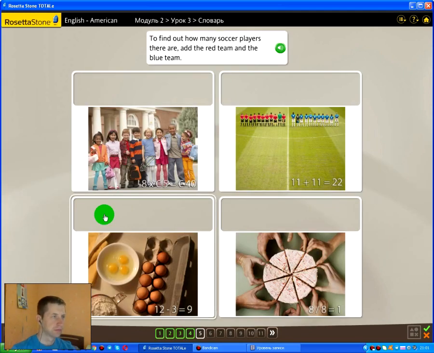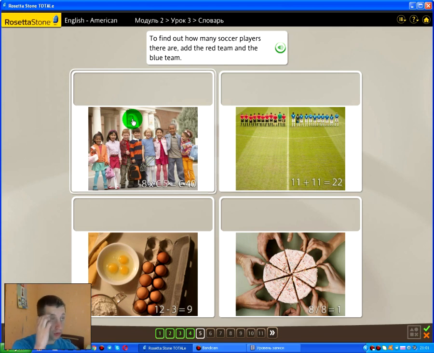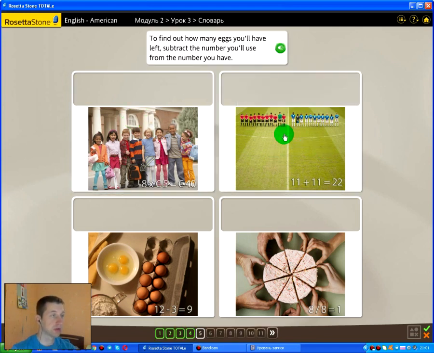To find out how many soccer players there are, add the red team and the blue team. Чтобы найти, как много футболистов здесь есть, нужно сложить команду красных и команду голубых. Получится 22.